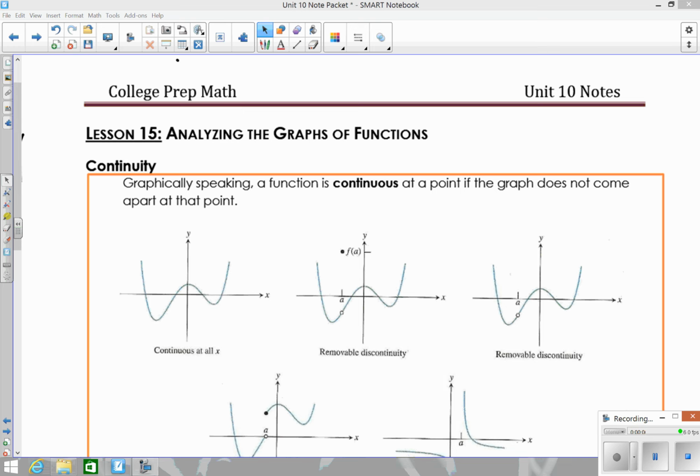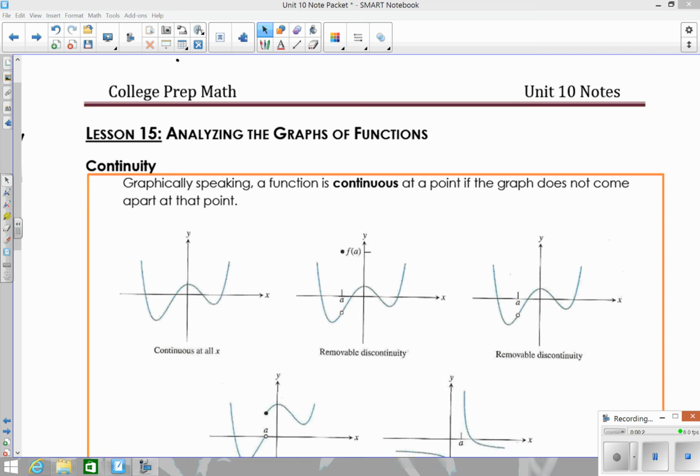In this lesson, we're going to look at how to analyze the graph of a function. So we're going to look at some different features or properties of the graphs. First thing we're going to look at is something called continuity. So basically, what this means is: is the graph continuous, or does it have some kind of discontinuity?